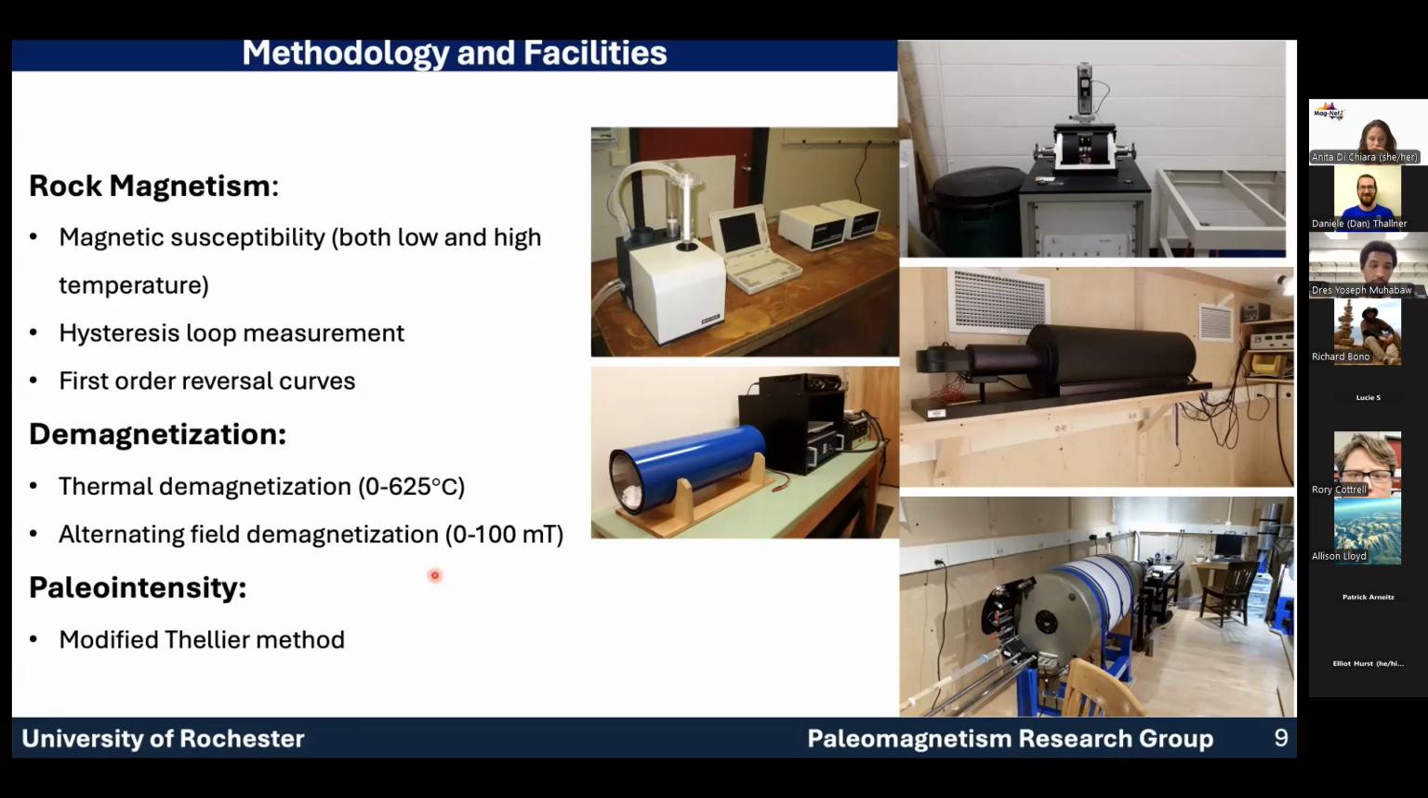And then we have paleointensity experiments. We use modified Thellier methods. So we have the 2G squid magnetometers with a background field of less than 200 nanotesla. So we measure our NRMs in this machine.